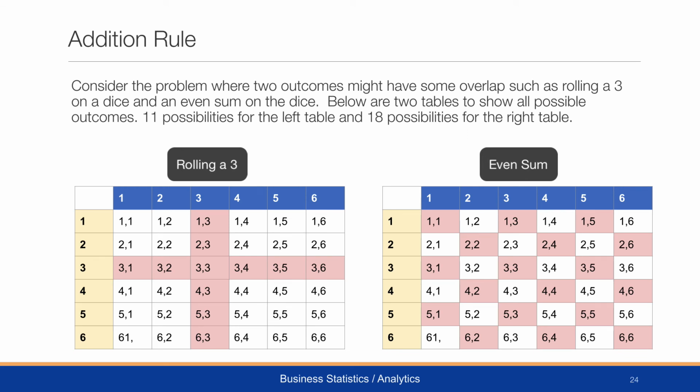Now, let's take a little bit closer look here. Consider the problems where 2 outcomes might have some overlap, such as rolling a 3 on a dice and having an even sum on the dice. Below are two tables to show all possible outcomes. So here are all the outcomes of two sets of dice. The yellow represents one dice, the blue represents the other dice. There are 11 possibilities for the left table, which is that a 3 is rolled, and 18 possibilities for the right table, in which the outcome is even.